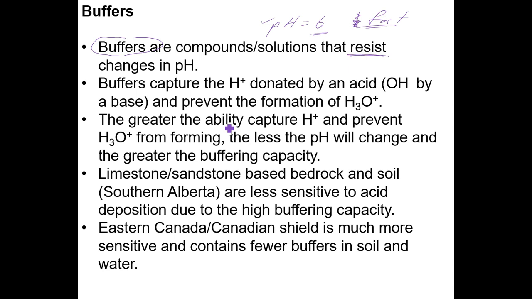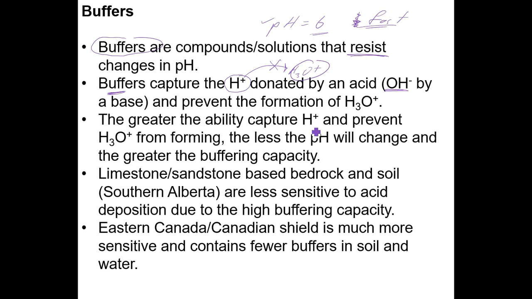So how buffers do this, remember that for our definition of acids, there needs to be the donation of protons. So what buffers are going to do is when those protons are being donated, they're simply going to grab onto those protons. And what that's going to do is it's going to prevent the formation of hydronium ions. And because of that, the pH is simply not going to drop. Buffers might also grab onto the hydroxide ions, and that would prevent the pH from increasing.